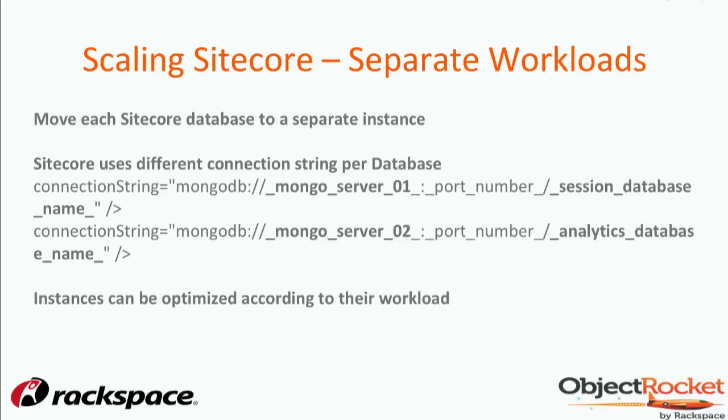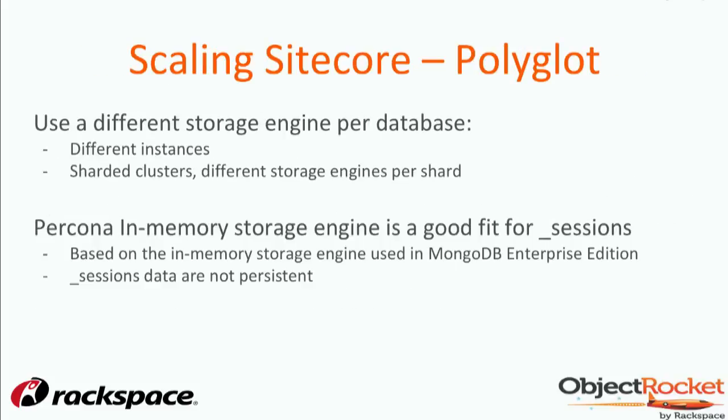The advantage of this solution is that you can optimize each instance according to the database needs. For example, session state might need more CPUs, or analytics might need more RAM because it runs heavier queries and has larger indexes. And if you put each of the databases on a different instance, then you can use polyglot persistence for Sitecore. You can use different storage engines of MongoDB for each of these databases.